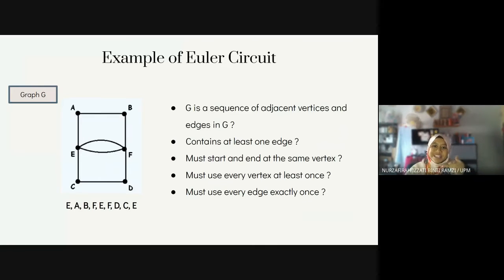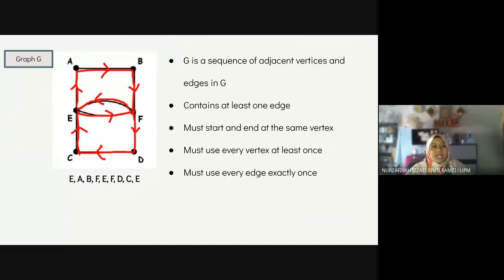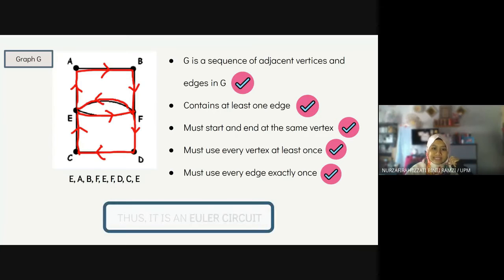Now, let's check together. So, this graph G is a sequence of adjacent vertices and edges in G. Yes, it contains at least one edge. It also starts and ends at the same vertex, which is that graph G starts at vertex E and ends at vertex E. As you can see in the diagram, this graph uses every vertex at least once. Also, it uses every edge exactly once. Thus, we can know that it is an Euler circuit.